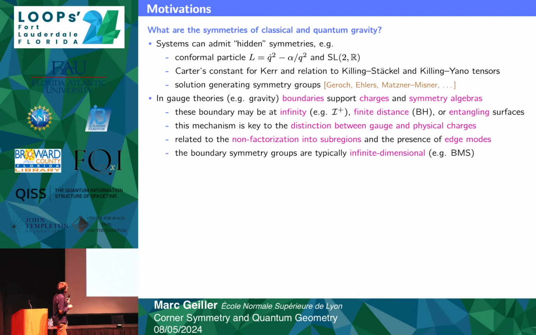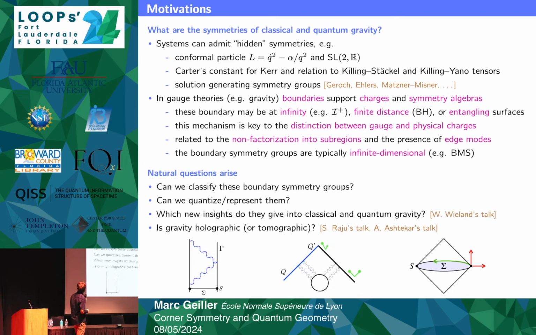And in fact, this mechanism is key to this distinction between what you will call a gauge charge and a physical charge. This is, of course, related to the fact that in gauge theories, and especially in general relativity, there is no factorization of the Hilbert space on a spatial slice, because the gauge invariant observables are non-local, and this is related to the presence of edge modes in the theory. And typically, these boundary symmetry groups are infinite dimensional and contain interesting algebraic structure. For example, this is the case of the BMS group, as we will see in a moment.